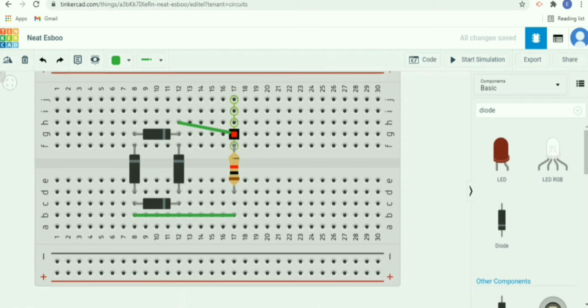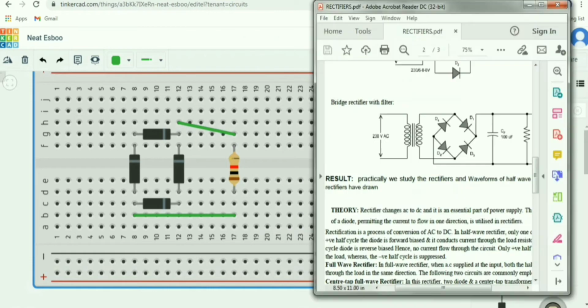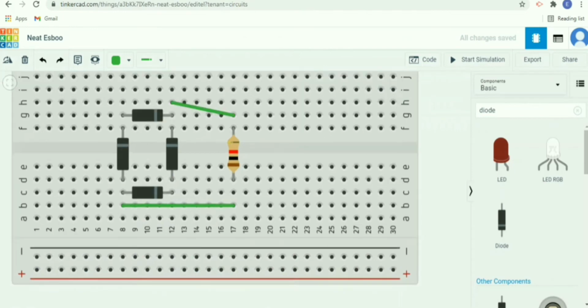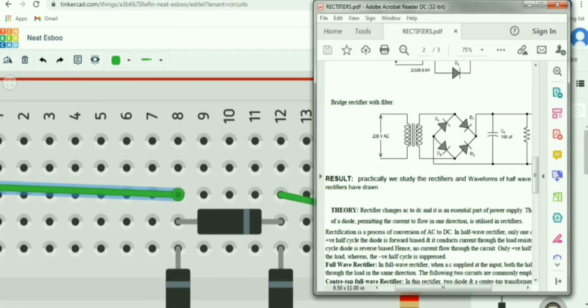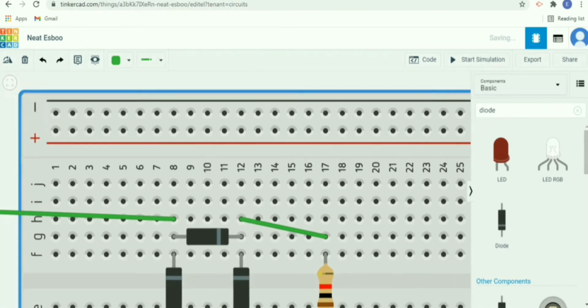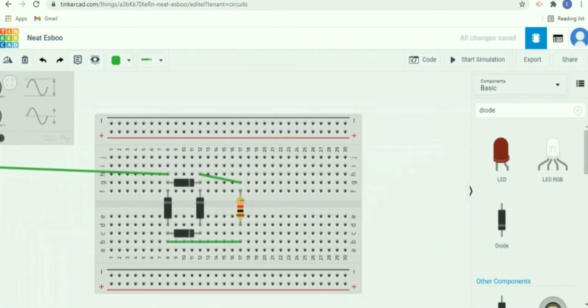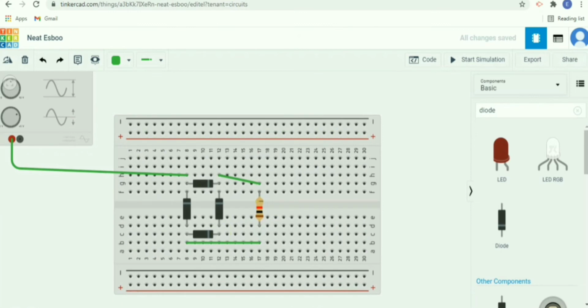Both negative terminals are connected to the load. The other two terminals, the remaining 2 points, are connected to the function generator. Connect the circuit.